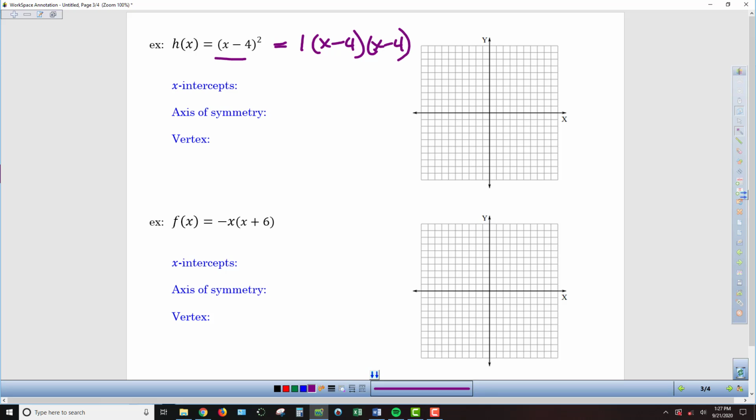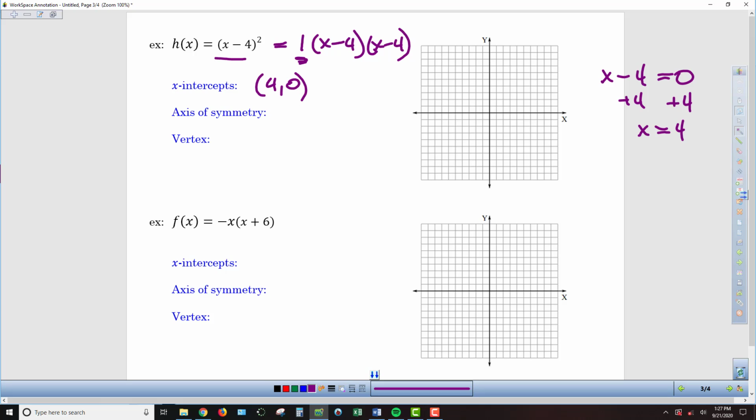If I write it in this expanded format, we can see that our a value is 1, and then we can set what's inside the parentheses equal to 0, and it's just that we have the same thing twice. So what this means is our vertex is going to be on the x-axis. And so if we add 4 to finish this out, we get x equals 4. So our x-intercept is (4, 0).